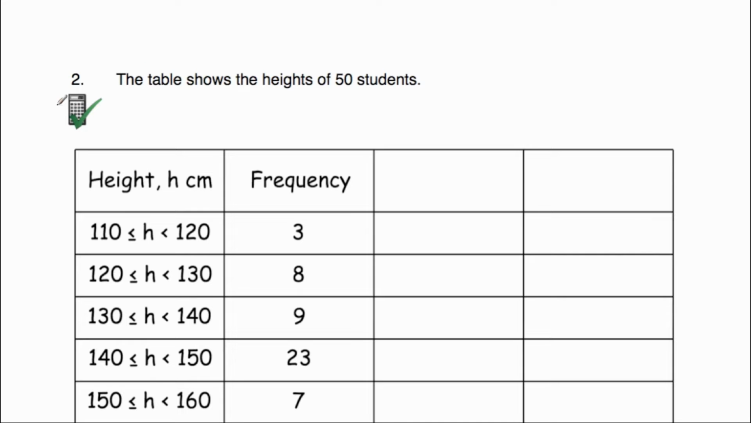Okay, let's have a look at our next question. Question number 2 says the table shows the height of 50 students. So we've got the heights of 50 students. We've got 3 students with a height that is bigger than or equal to 110 centimeters, but less than 120 centimeters. 8 students between 120 and 130, and so on.